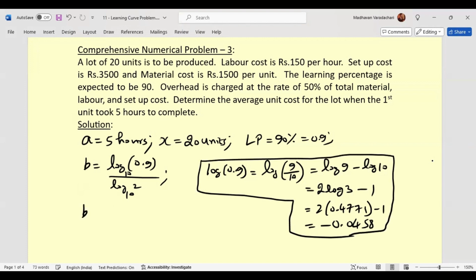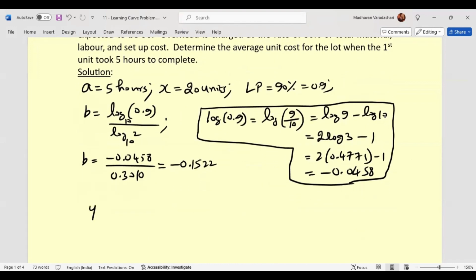So therefore, b will be negative 0.0458 divided by 0.301 because we know logarithm of 2 is 0.3010. So that will give us, if we calculate, negative 0.1522. Now we have the learning model as y is equal to a x to the power of b, which is 5 times 20 to the power of minus 0.1522.